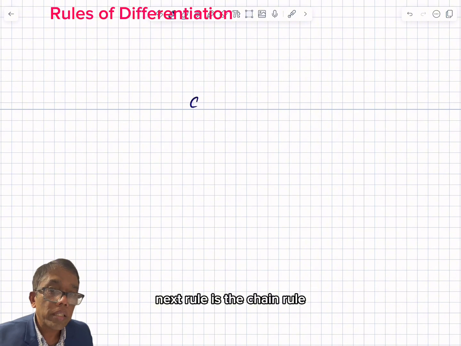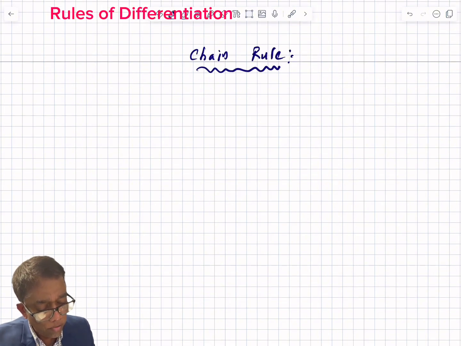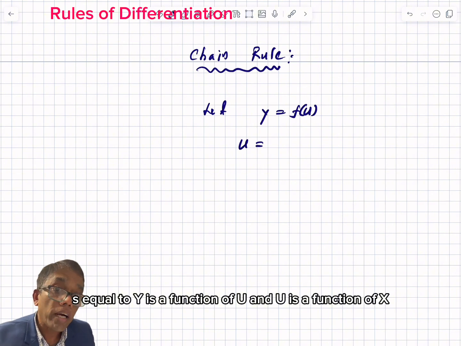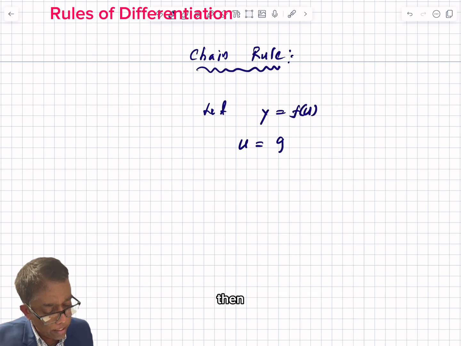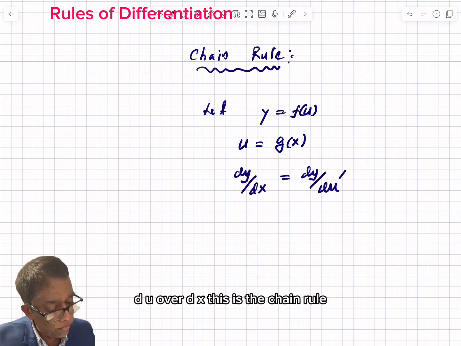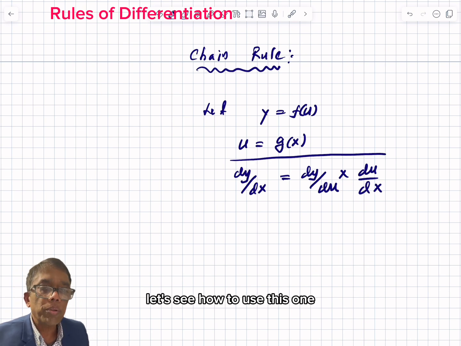The next rule is the chain rule. Let's see what it is. Let y be a function of u and u be a function of x. Then dy on dx can be written as dy over du times du over dx. This is the chain rule. Let's see how to use this one.